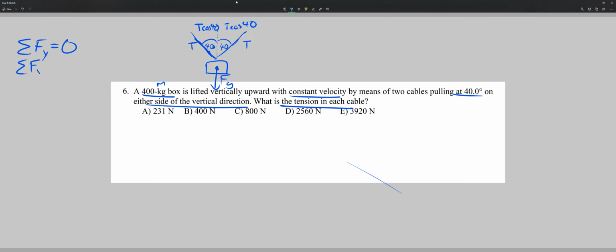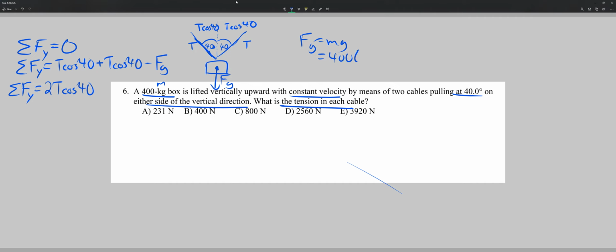So if we do our net force here, it's equal to T cosine 40, that's one vertical force, plus T cosine 40, that's another vertical force, minus my force due to gravity. If we further simplify this, T cosine 40 plus T cosine 40 is 2T cosine 40. My force due to gravity is mg, my mass is 400, g is 9.8. And we do get around 3,920.